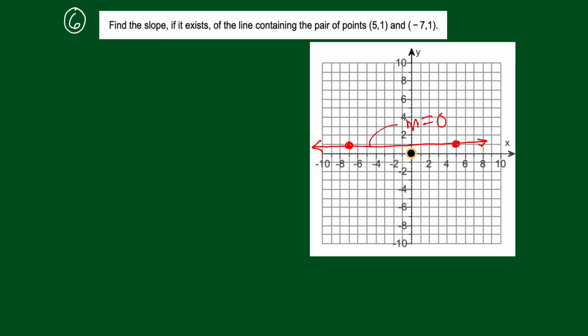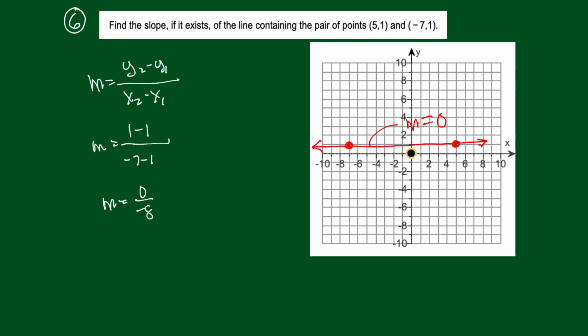Now, if you insist on doing this, m equals y2 minus y1 over x2 minus x1, here's what we get. Second y, 1, minus the first y, right? Second y minus the first y. You get 1 minus 1. Right away, you know you're going to get 0 in the top. And what about the bottom? Second x minus the first x. So this is going to be negative 7 minus 1. So you get 0 over negative 8. Now 0 divided by a non-zero number is 0.